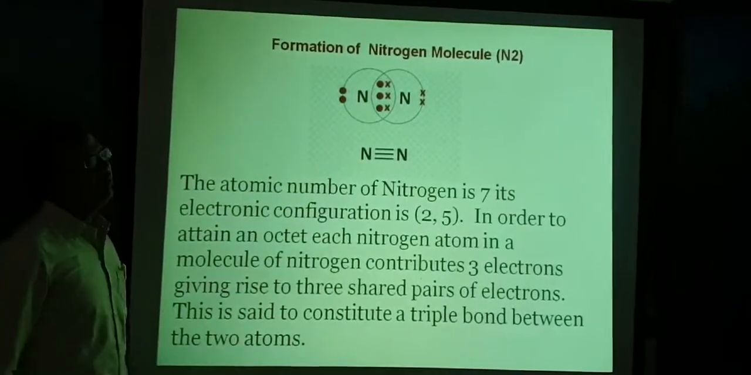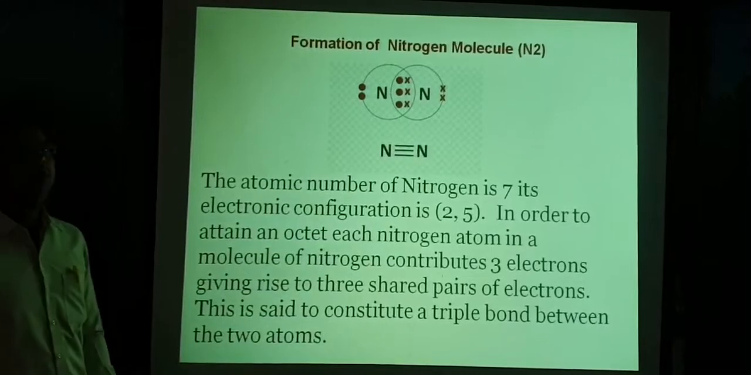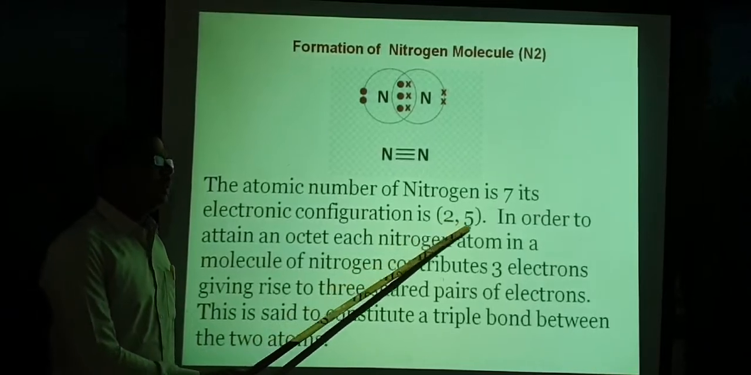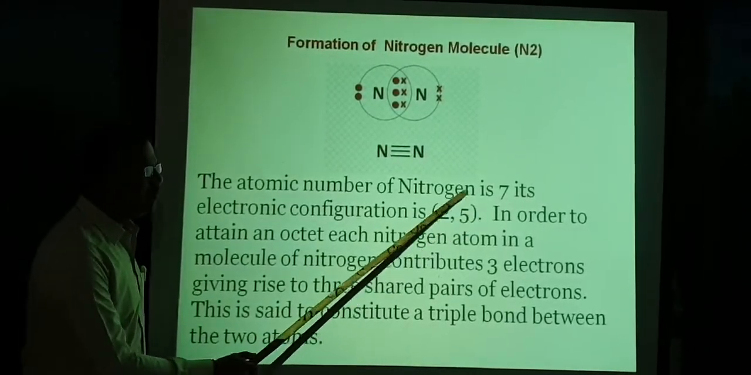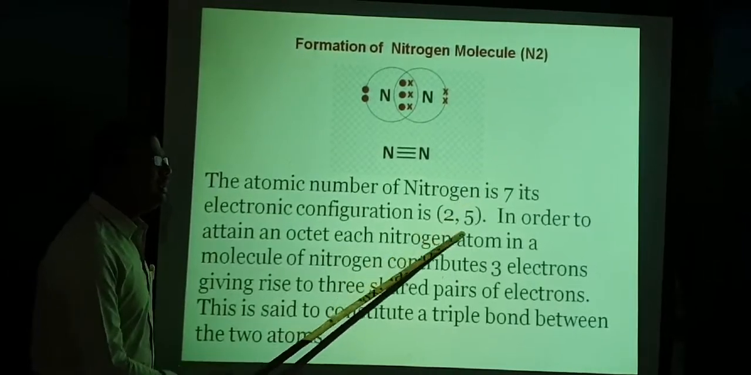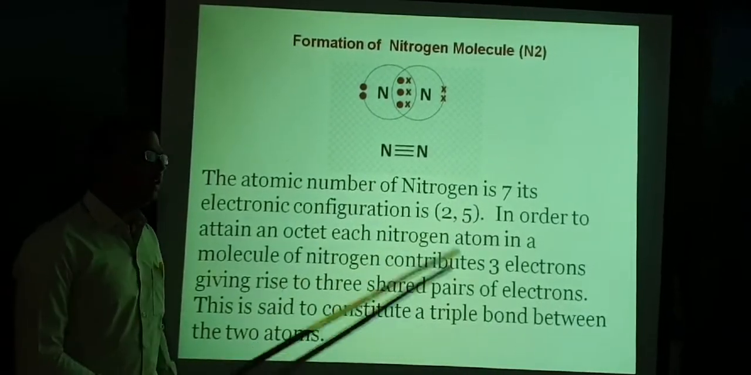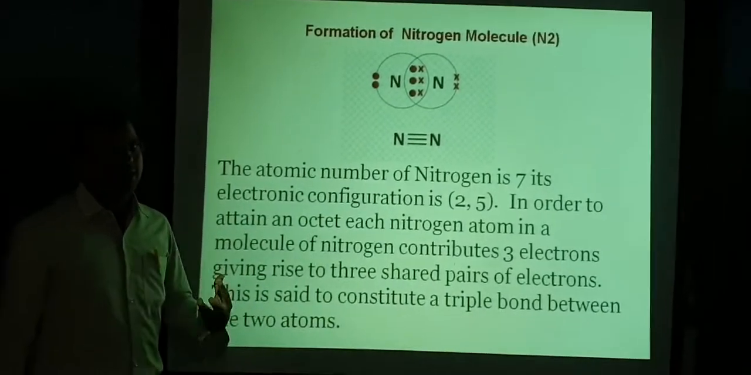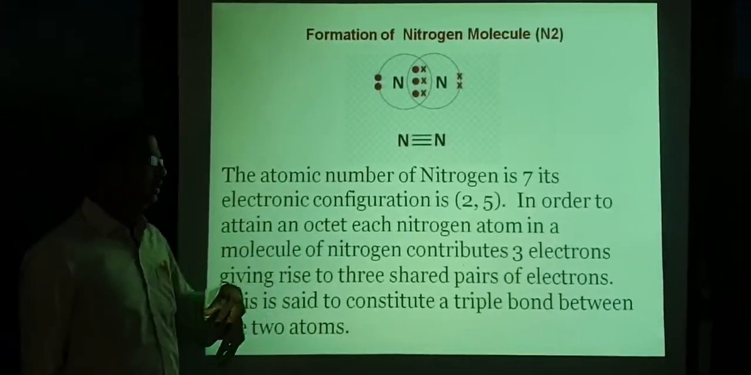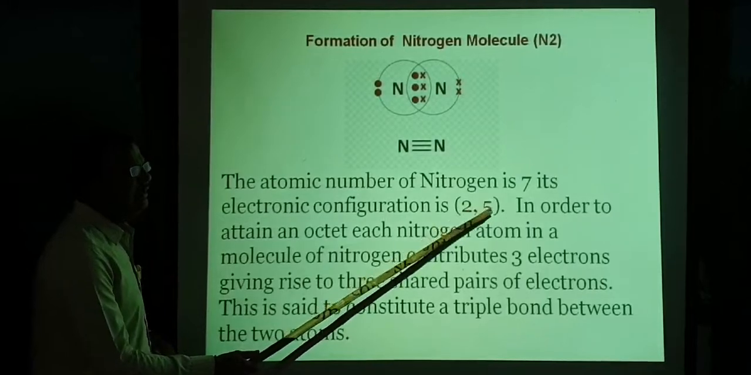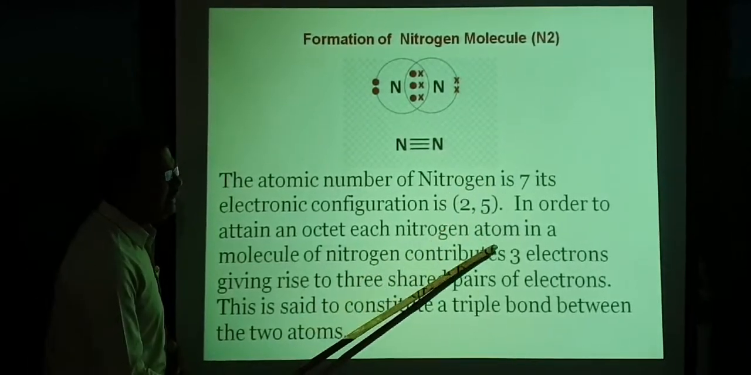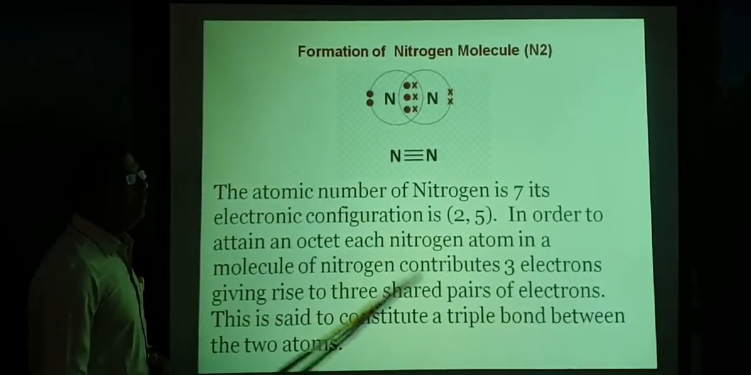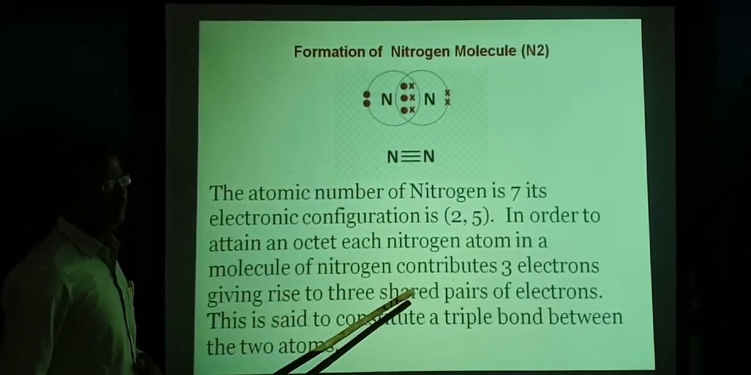Here is the formation of the nitrogen molecule. The atomic number of nitrogen is 7 and its electronic configuration is 2, 5. The outermost shell contains 5 electrons. To complete its octet structure, it needs 3 more electrons. How many electrons does it need? It needs 3 more electrons. It gets those 3 electrons from another nitrogen atom by sharing between each other.